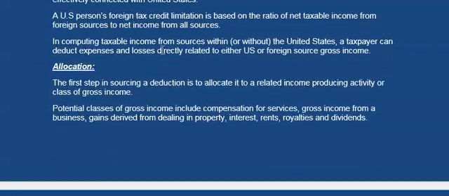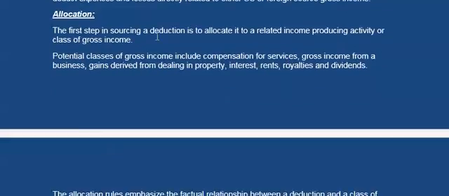In computing taxable income from sources within or without the United States, a taxpayer can deduct expenses and losses directly related to either US or foreign source gross income. Allocation. The first step in sourcing a deduction is to allocate it to a related income producing activity or class of gross income. Potential classes of gross income include compensation for services, gross income from a business, gains derived from dealing in property, interest, rents, royalties, and dividends.